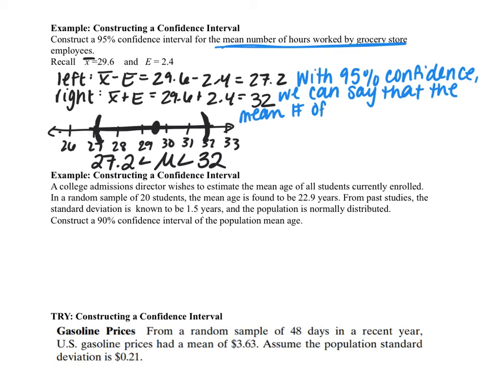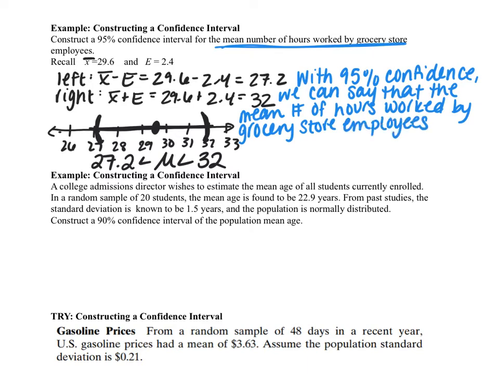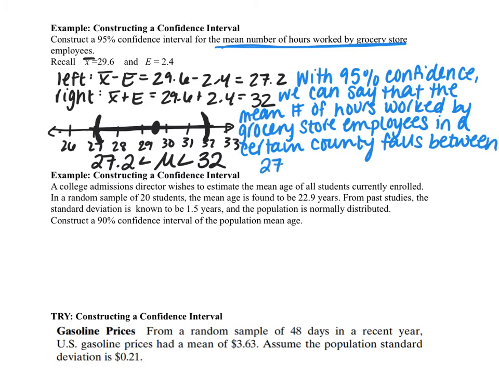Mean number of hours worked by grocery store employees in a certain county falls between 27.2 and 32 hours per week. Okay, and that's how you're going to format your interpretation every single time.